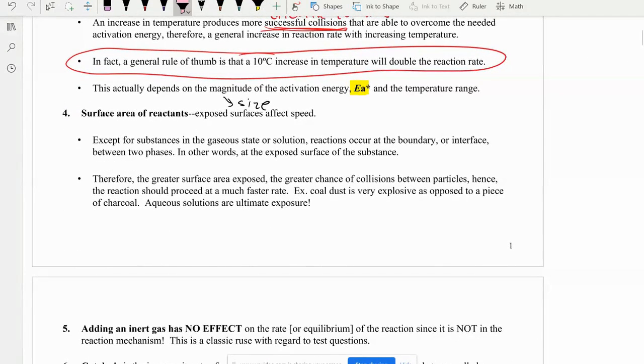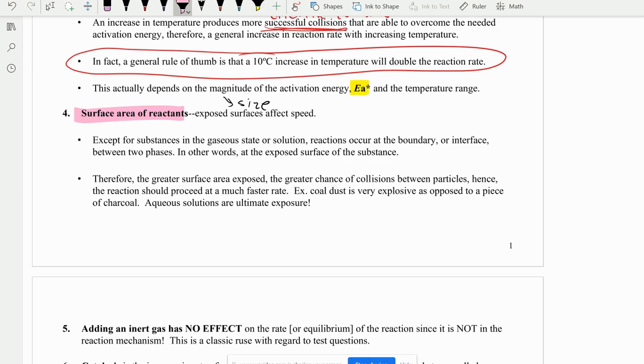The fourth factor that affects the rate of a reaction is the surface area of those reactants. And this is generally defined as the exposed surfaces of the reactants that are available in the reaction. And so if you actually increase the surface area of the particles that are reacting, you're going to increase the chances of successful collisions between those particles, and therefore the reaction rate can proceed much faster.